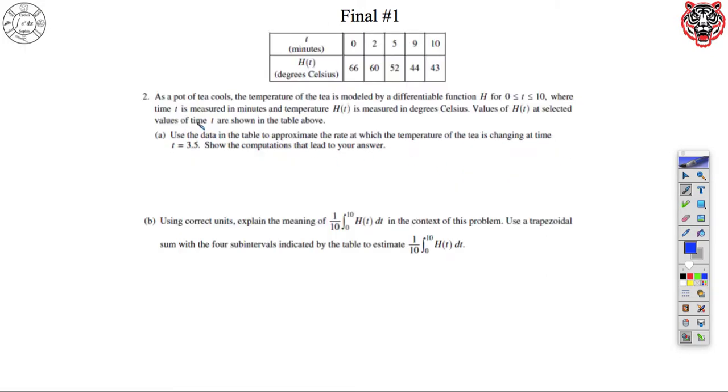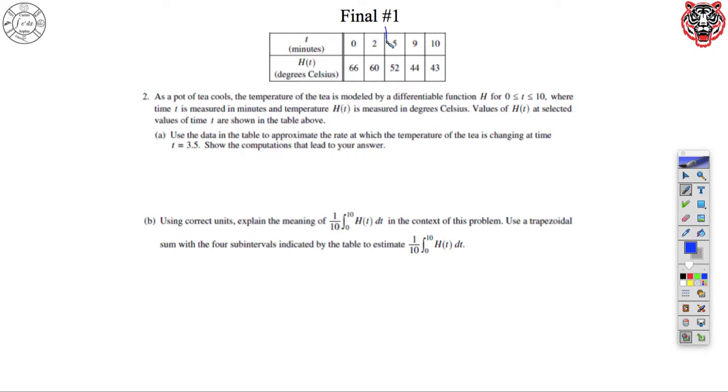All right, on to number 2. So this is the last problem on the final that you get to use your calculator. Number 1 was the first, this is the second, and then from here on, no more calculators. We're talking about a pot of tea that's cooling, and it's cooling between 0 and 10. Use the data to approximate the rate at time 3.5.